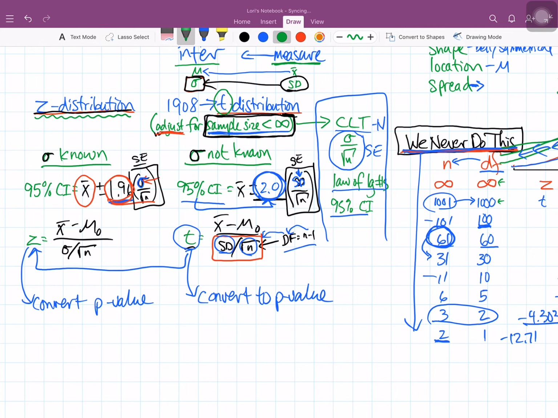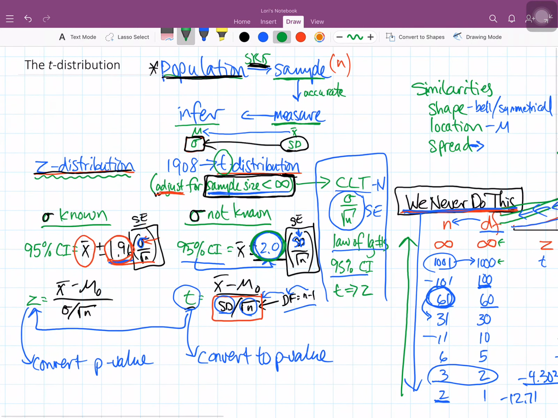So as the sample size gets larger and larger, then T starts to approximate the Z distribution. It gets closer and closer. And the smaller and smaller the sample size, the more and more different from Z these values become. And so I hope that is a good overview of the difference between the Z distribution and the T distribution, so that you have a pretty good sense of how that T distribution is related to Z.